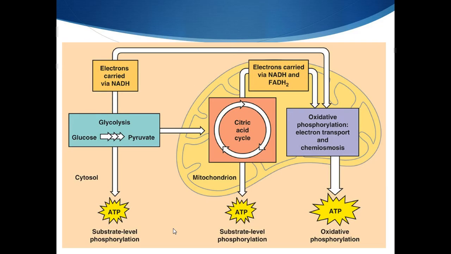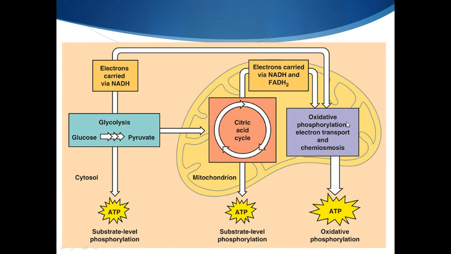So here you see this in picture form again. We started back with glycolysis. Glucose turns into pyruvate, gives you a little bit of ATP, just 2 molecules. In that step, you also have some electrons carried over into the last step. The pyruvate enters the mitochondrion. The citric acid cycle occurs. You get 2 little ATP molecules formed there, and some more electrons carried by those coenzymes to the last step.